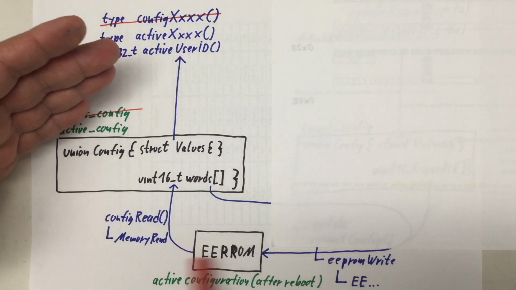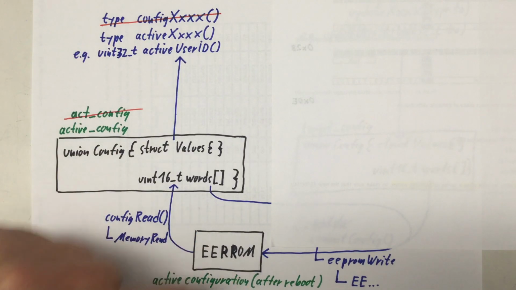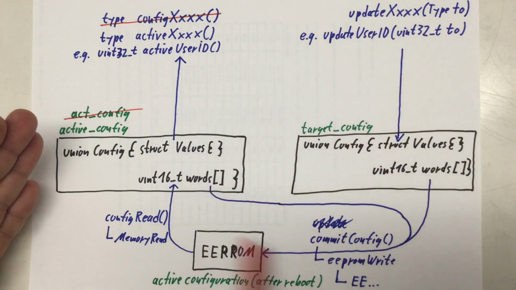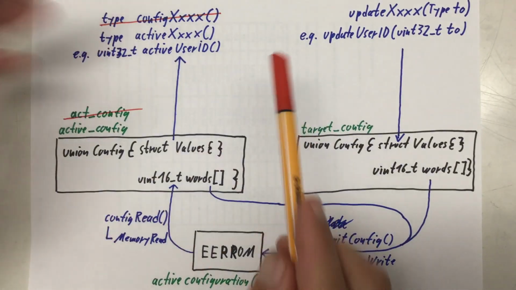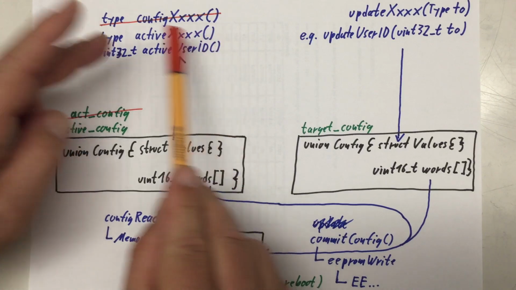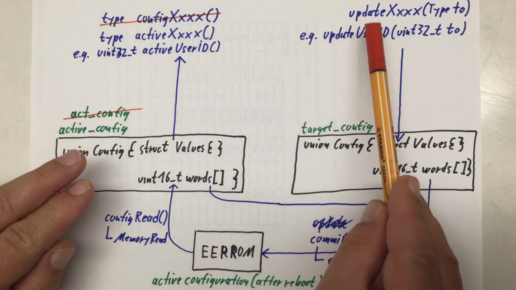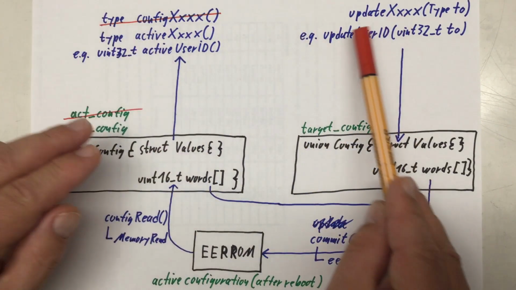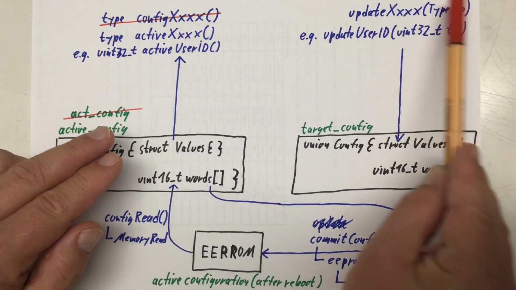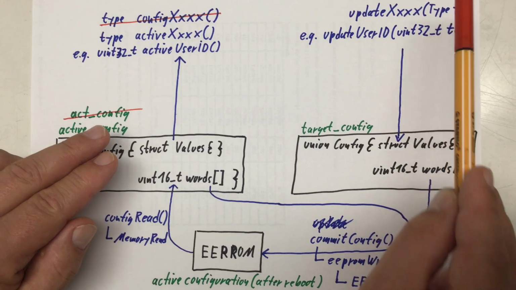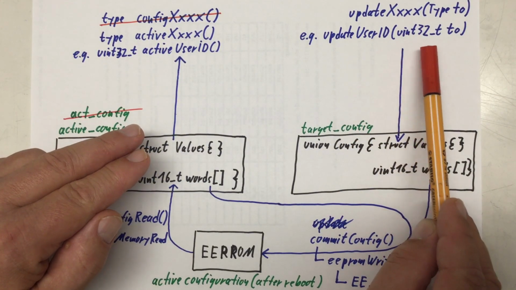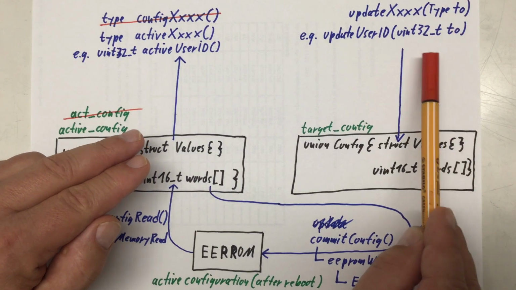So, to write single parameters to the EEPROM, we basically just have to mirror the whole thing. For every active parameter name method that returns us the value of that parameter, we have to create, and I called them update parameter name, a method with the value of the parameter we desire as an argument. For example, update user ID, unsigned integer 32 to value.